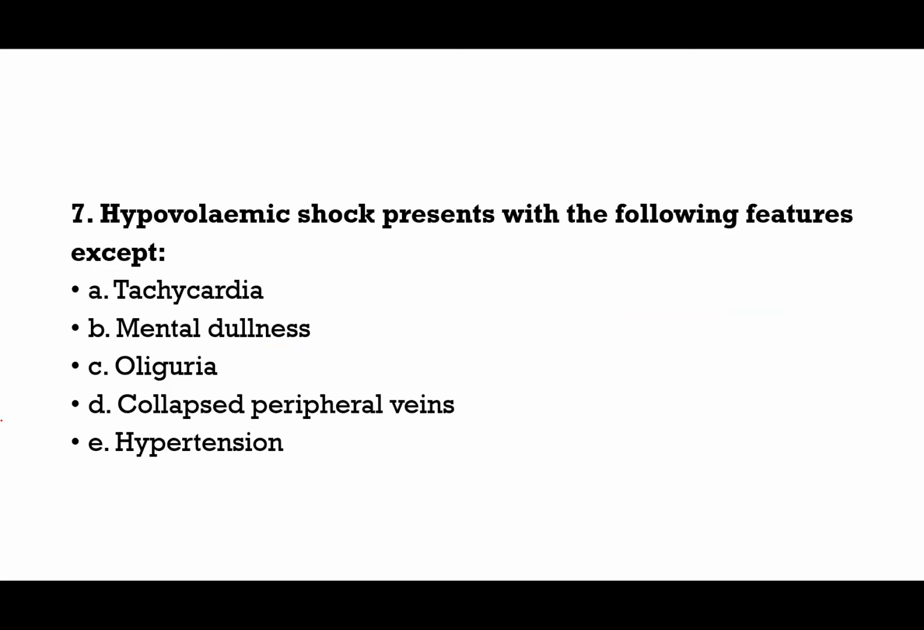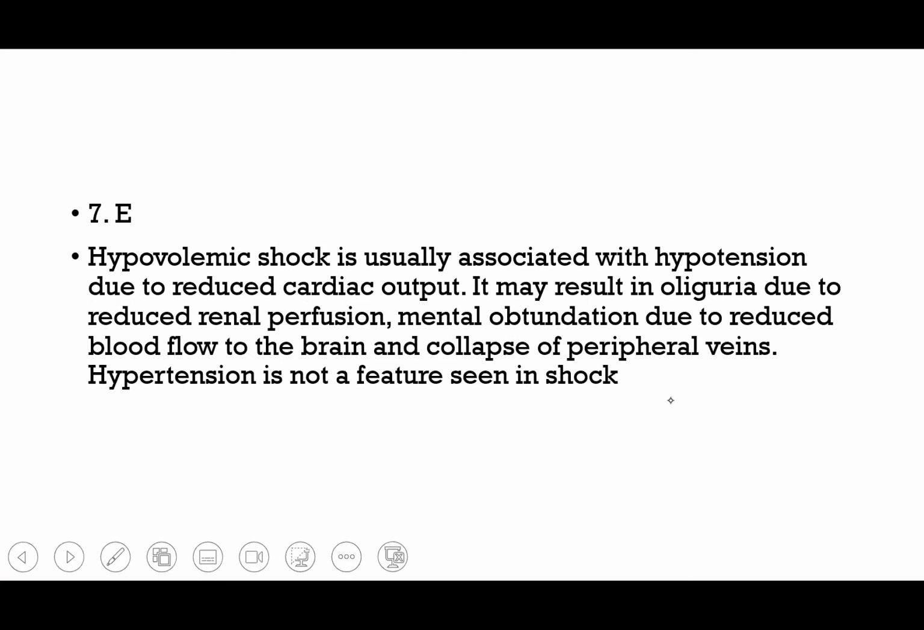Hypovolemic shock presents with the following features except A, tachycardia. We are looking for an except. B, mental dullness. C, oliguria. D, collapsed peripheral veins. E, hypertension. Okay? Hypovolemia does not present with hypertension. All these are features of hypovolemic shock.